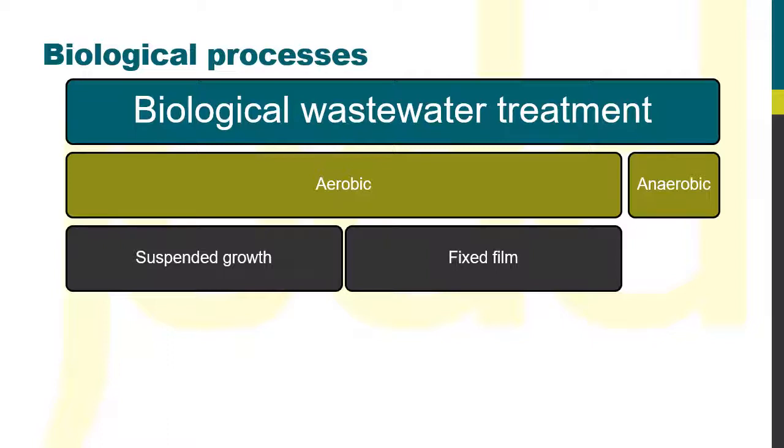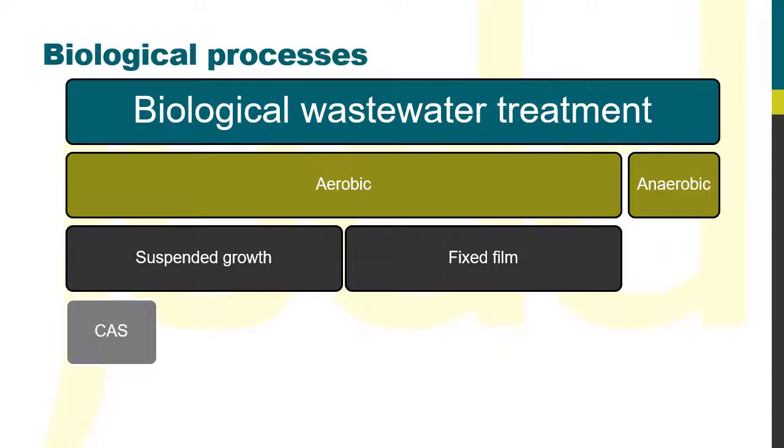So for suspended growth processes, there are particles, normally referred to as flocs, which are agitated in a tank which is fed with air bubbles, and the oxygen required for the aerobic process comes from those air bubbles. So that requires a certain amount of energy to pump the air into the tank. For a fixed film process, the biology takes the form of a biofilm which is attached to some kind of medium within the process.